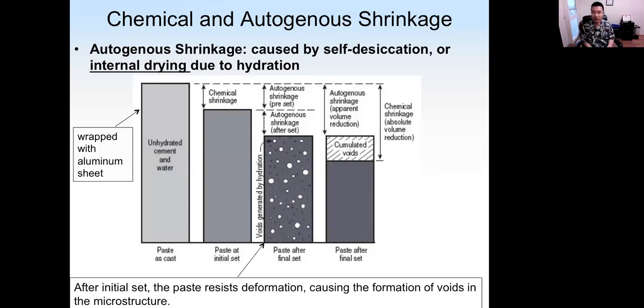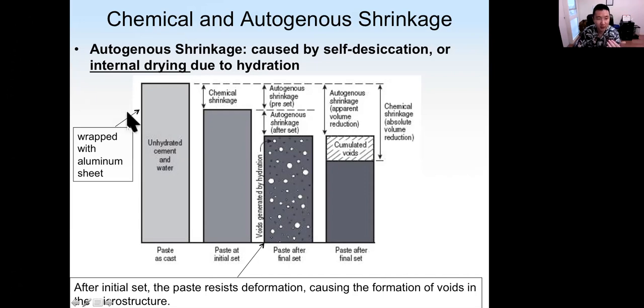And then let's look at autogenous shrinkage and how autogenous shrinkage is caused by chemical shrinkage. Okay. We know chemical shrinkage is caused by hydration, the chemical reaction. Autogenous shrinkage is caused by self-desiccation. It's drying of the concrete not to the air, like in the case of drying shrinkage. It's caused by internal drying because the water cement ratio is very low. Okay. So internal drying is caused by hydration or chemical shrinkage. Okay. So let's see this experiment.